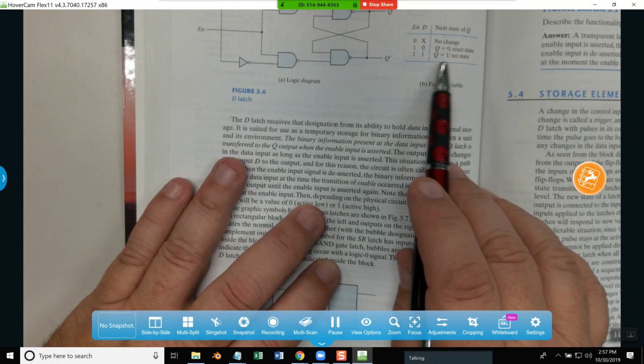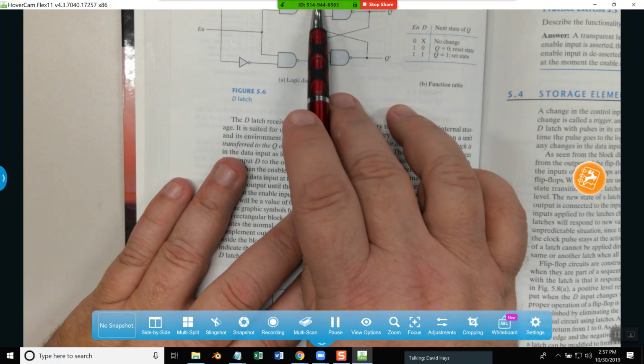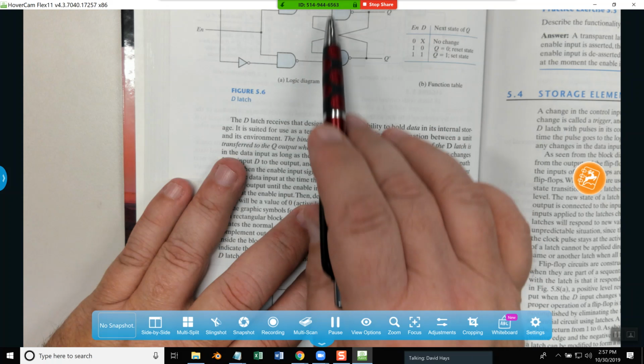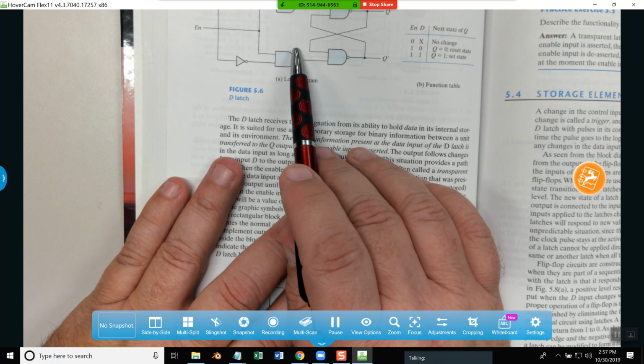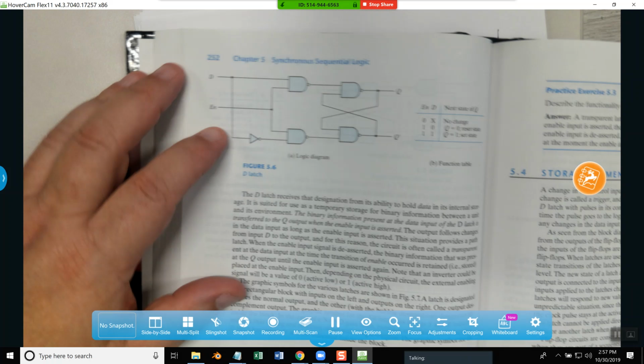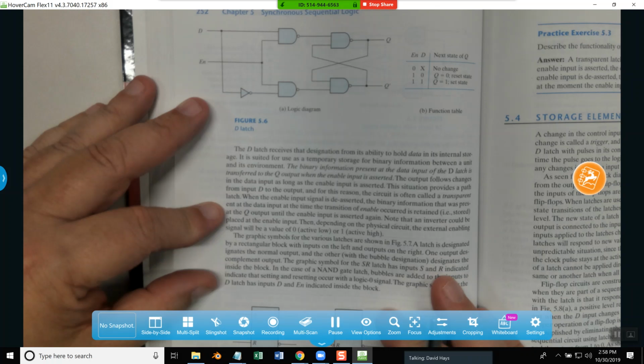Output follows changes in data input as long as the enable input is asserted. The situation provides a path from input D to the output, and for this reason, the circuit is sometimes called a transparent latch, because it's just allowing the value of D to go over to Q. When the enable input signal is deasserted, the binary information that was present at the data input at the time of the transition of enable occurred is retained, stored. So it's stored in here. And then once I enable it, then that releases it.